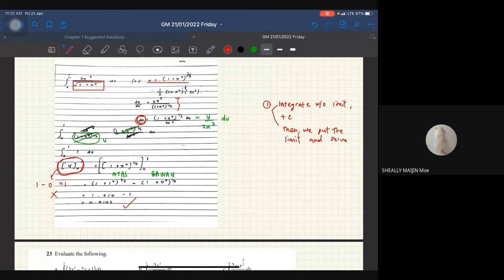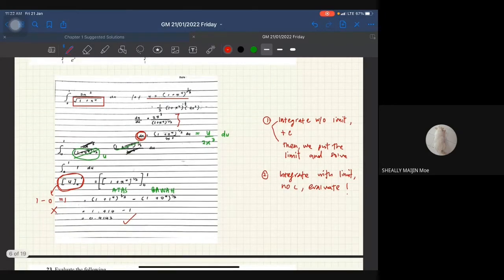Okay, so second method is kita integrate terus sekali dengan limit. So integrate with limit maksudnya dia tak ada C lah. No C and then terus evaluate. Dapat jawapan. Okay, so untuk kat sini kawan awak diguna method yang kedua. So maksudnya dia integrate sekali dengan limit which is dia tak ada C lah. No plus C and then terus akan dapat jawapan.